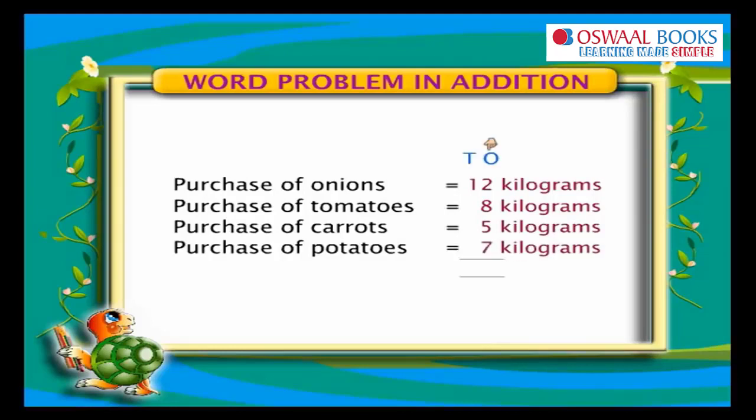Add one's column. 2 plus 8 plus 5 plus 7. We get 22. Write 2 below the 1's column and carry over 2 to the tens column. Now add tens. Carry over number 2 plus 1 is equal to 3. Write 3 below the tens column. Total weight of vegetables purchased by the greengrocer is 32 kilograms.